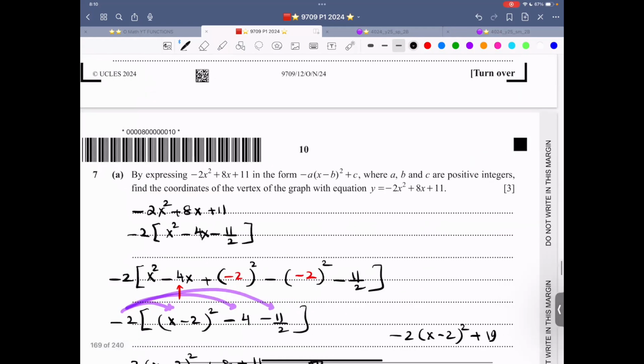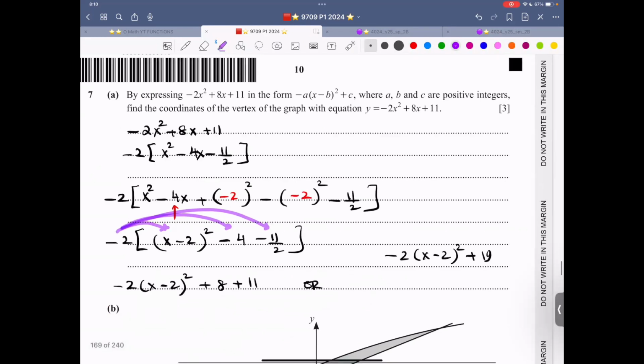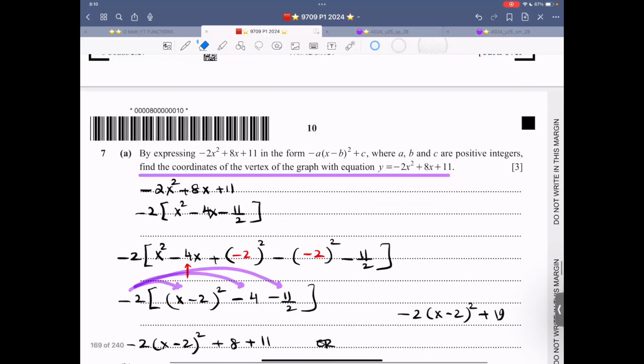And are they asking about something else? Yes, they are asking in this format, which means a completed square format, and they ask to find the coordinates of the vertex of the graph with this equation. Now, the terminology: we use the terminology vertex, we use the terminology turning point, we use the terminology stationary point. They all mean the same thing.